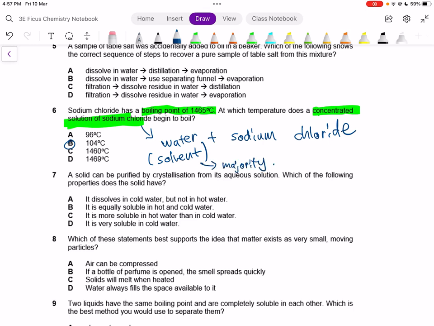Even though it's concentrated, the majority will still be the solvent rather than the solute. So in this case, this one is the impurity, the main thing is the water. Remember, impurity will raise the boiling point and drop the melting point, so that's why it's B. So focus more on the water rather than sodium chloride. Okay, question 10, next one.